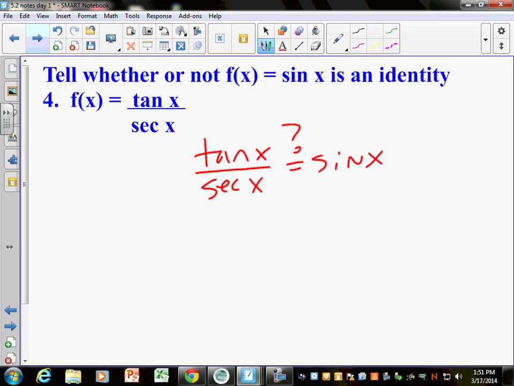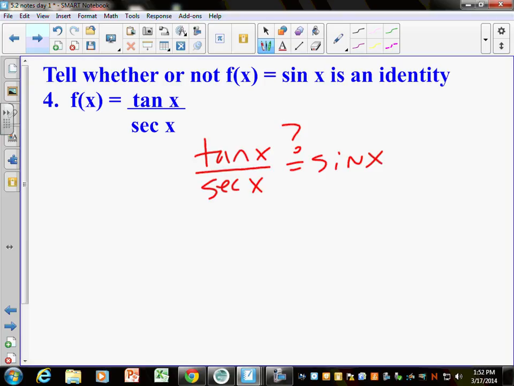If the directions say prove, they will always work. But these are the first ones on your homework today, which are not prove. And so you just got to see if it works out. If you can see that it works out, then you say yes. Maybe you can even show that it works out. If you start to work it out and you can see that it doesn't equal sine of x, then you just stop and you say no. Okay? So, what can we do on this?